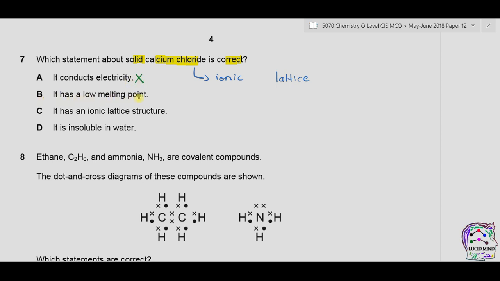Part B, it has a low melting point. As we can see that in lattice structure, positive and negative ions surround each other and there is larger electrostatic force of attraction, due to which the melting point is quite high. Part C, it has ionic lattice structure. This is true because ionic compound are present in ionic lattice structure. Part D, it is insoluble in water. This is incorrect because all ionic compounds are soluble in water. Correct answer is C.